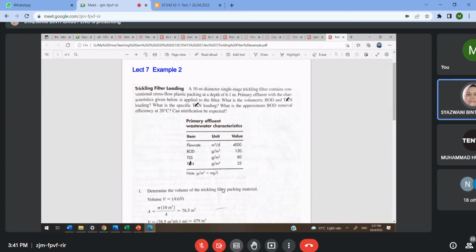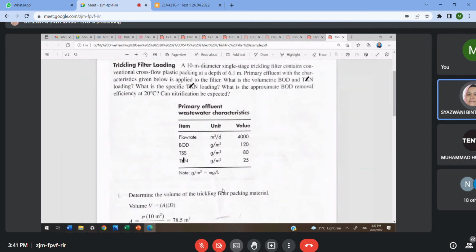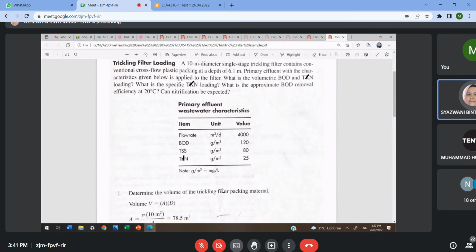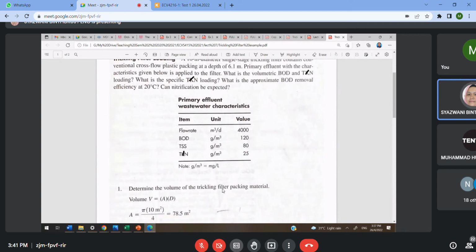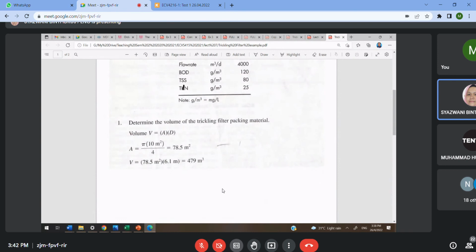Then what is the specific total nitrogen loading. Then what is the approximate BOD removal efficiency at 20, and identify whether nitrification can be expected or not. Why? Because in trickling filters we have to monitor this. We have to monitor the nitrification based on the nitrogen concentration as well as the BOD. You are given in this table the characteristics of the wastewater: the flow rate is 4,000, the BOD is 1,200, the TSS is 80, the total nitrogen is 25.